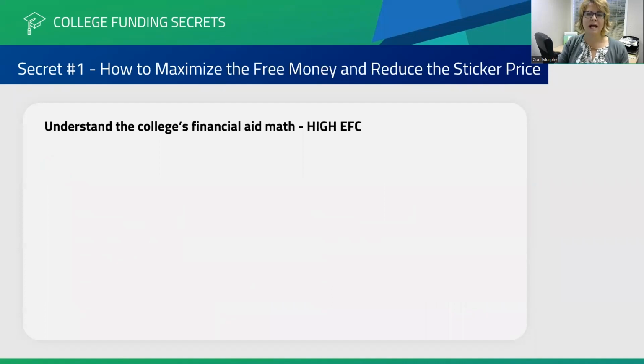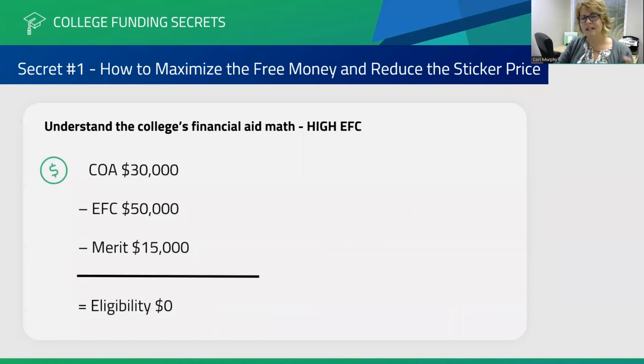Right. So what happens if you have a high EFC? Okay, if you have a high EFC and you're at that same public school that costs $30,000, they're going to subtract your EFC of 50 and then maybe give you a merit scholarship of 15, and we're not going to have any financial aid eligibility left over. Oh, well, right? Because they gave us $15,000, and 15,000 off of 30 is 15. So that's a great deal.